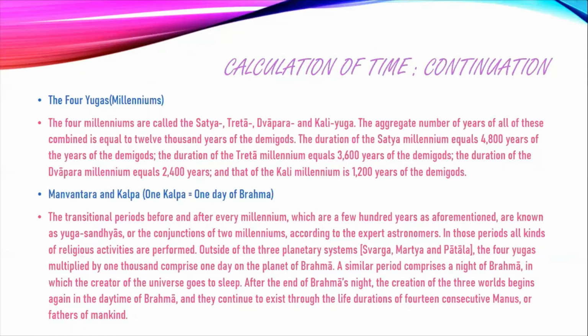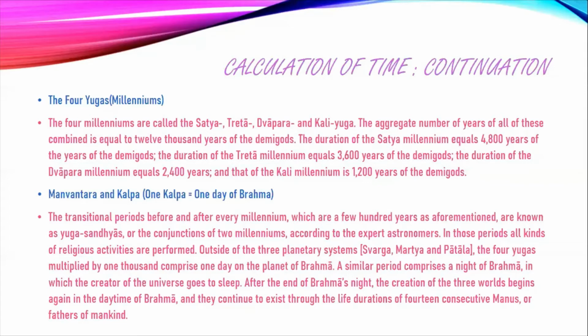The duration of the Treta millennium equals 3,600 years of the demigods. The duration of the Dwapara millennium equals 2,400 years, and that of the Kali millennium is 1,200 years of the demigods.